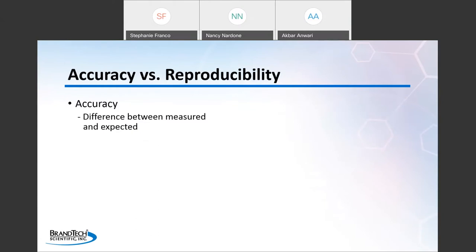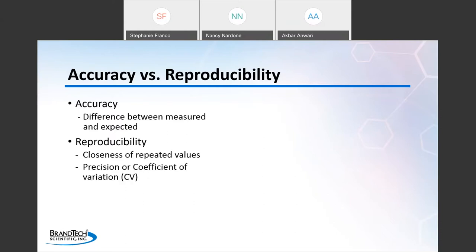I want to take a moment to discuss accuracy and reproducibility. Accuracy, sometimes referred to as the systematic error, is how close a measurement is to the expected value, or volume in the case of a liquid handling instrument. Reproducibility, sometimes referred to as the random error, is how close each individual value is to each other. The terms precision and coefficient of variation are also used for this measurement.